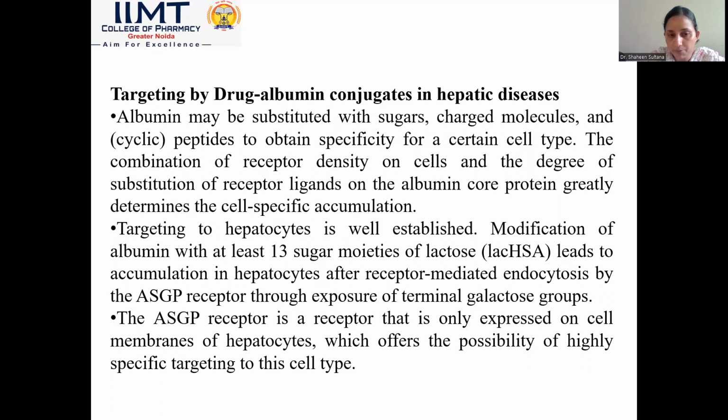Now, you take the albumin and add 13 sugar molecules of lactose into it. Then it will show high accumulation in hepatocytes. Hepatocytes means the cells that are present in the liver. Because hepatocytes contain, they express, the ASGP receptor. So, when albumin binds with a sugar molecule such as lactose, the lactose has the ability to bind with the ASGP receptor. When binding takes place, there will be high retention in the targeted area. So, the ASGP receptor is a receptor that is expressed on the cells of the liver, and therefore it offers the possibility of site-specific targeting.